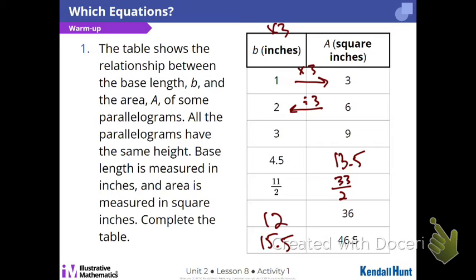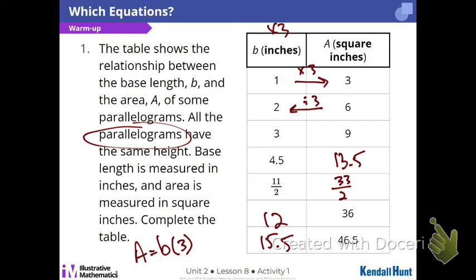So if I'm talking area of a parallelogram, what's the equation? Area is equal to base times height. But guess what? The height has to be what? 3. Would you agree? The height has to be 3, because the changing base is the only thing changing the area.